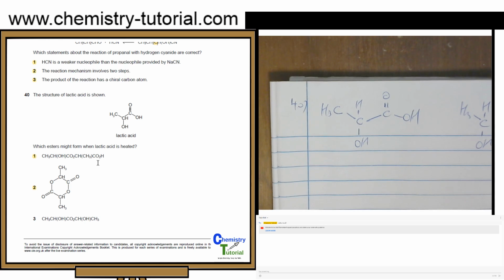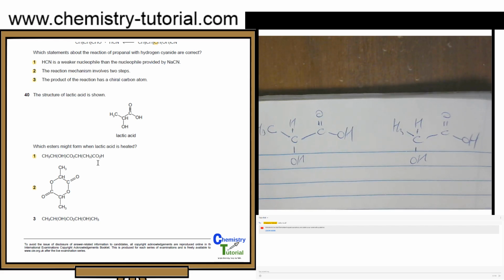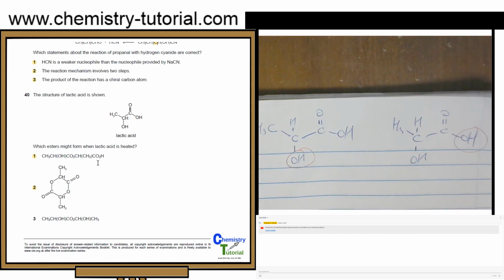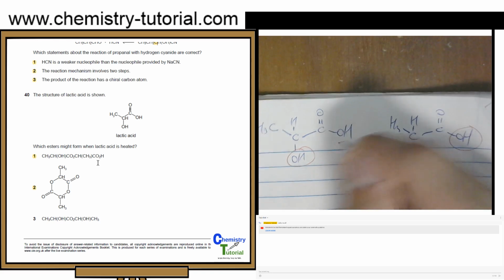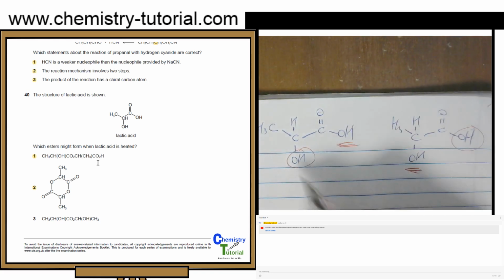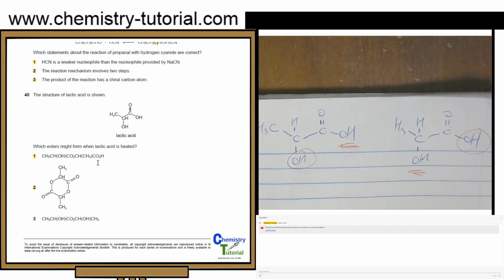And how do they react? Well, you undergo an esterification process. That means the OH over here will react with the OH over here, whereas the OH over here will react with this OH over here. Because it's carboxylic acid with alcohol, alcohol with carboxylic acid. And this will give rise to option 1 molecule. Try it for yourself.